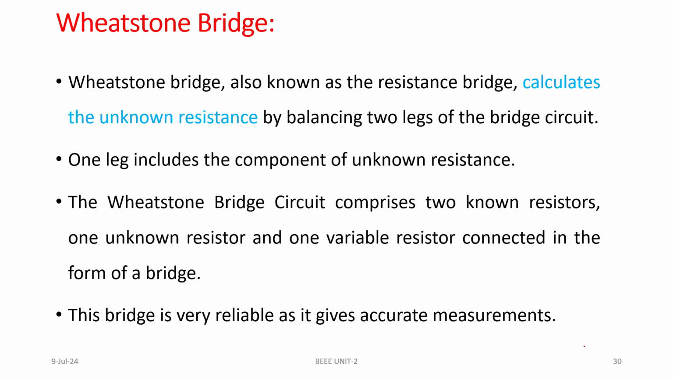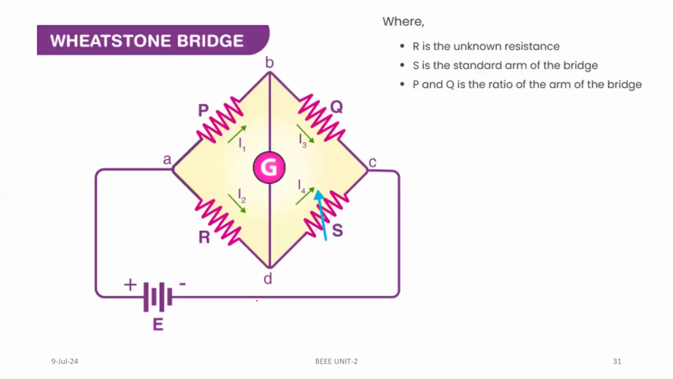Coming to the next topic, the Wheatstone bridge. The Wheatstone bridge is used as a resistance bridge, or else to calculate an unknown resistance by balancing two legs of the bridge. One leg includes the unknown resistance. The Wheatstone bridge consists of two known resistances, one unknown resistance, and one variable resistance. Remember, two known resistances, one unknown resistance, another one variable resistance. This bridge is very reliable for accurate measurements.